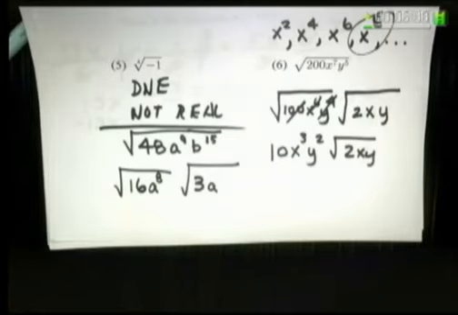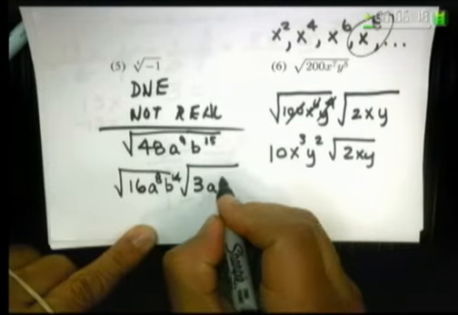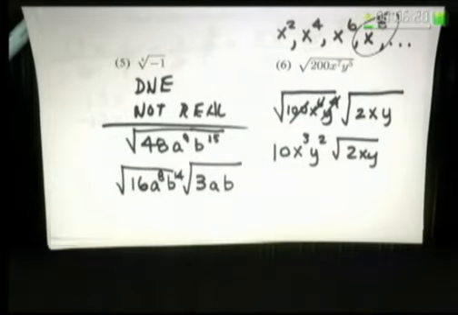Okay, now look at the b to the 15th. Is that perfect? No. So we have to find the largest one that goes into b to the 15th. b to the 14th, very good. And then plain b. So now you get it.